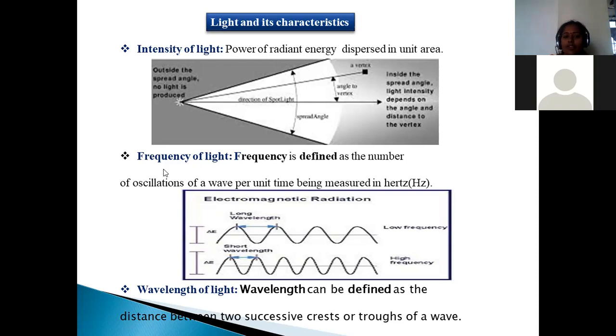The next segment is about the frequency of light. How can we measure the frequency? For example, let us take light waves.